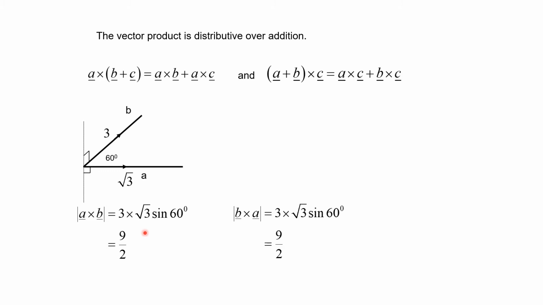If you need to identify the cross product of B times A, it's similar: 3 times 3 and also sine of 60 degrees. Same magnitude, but the sense is different, as in the arrangement of it is different.